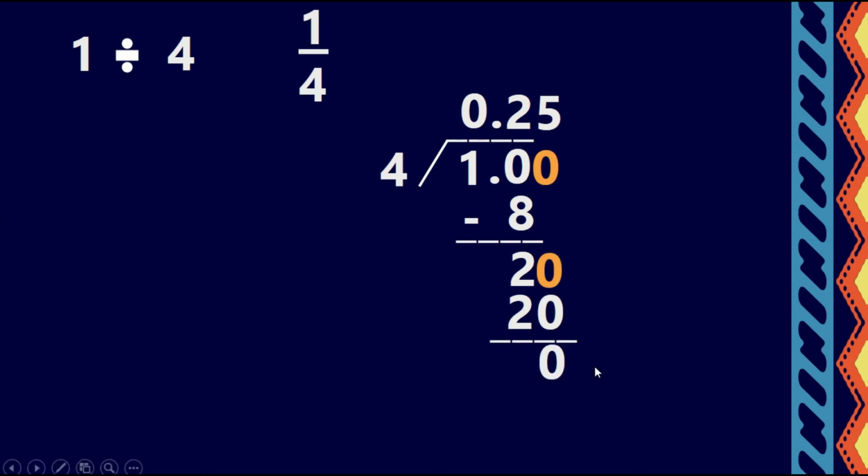Do we have to add another 0? I don't think so. Since the answer for the difference is 0, it means you are done with dividing. So the answer is 0.25. So it means 1/4 is equal to 0.25.